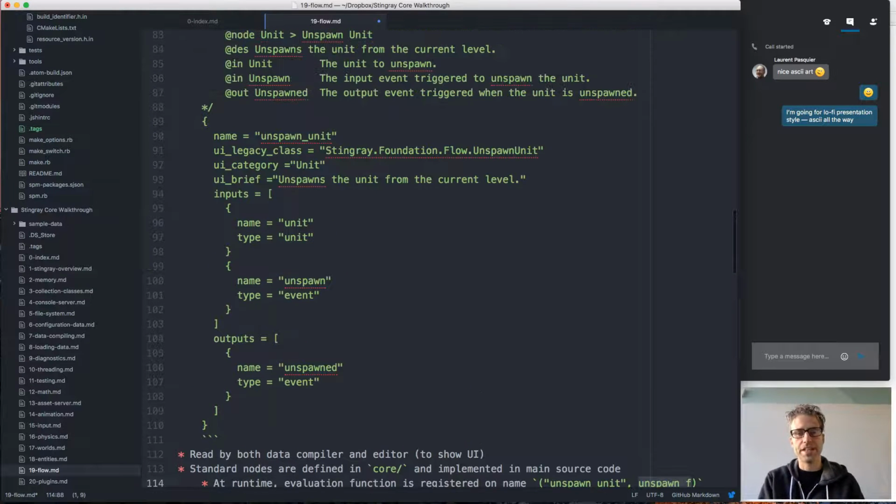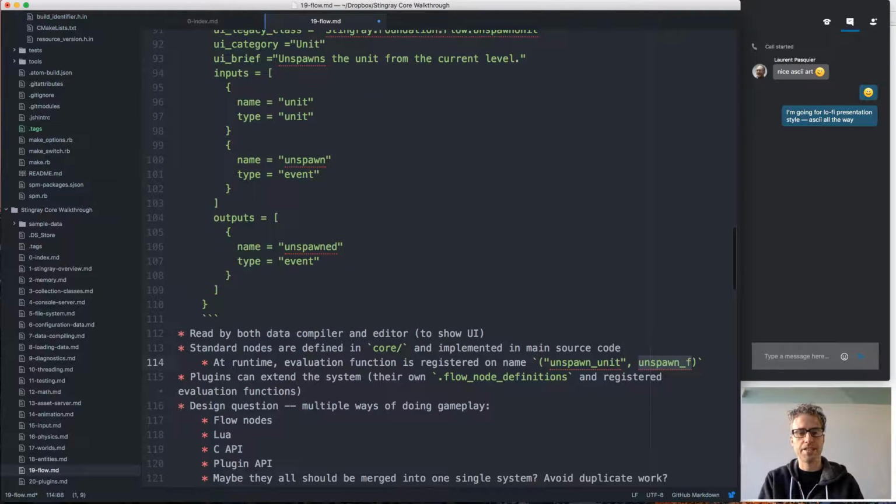But this can all be extended through plugins. Plugins can add their own flow node definition files, and the plugins can also do the registration required to register the evaluation functions for these flow nodes that are added by the plugins.